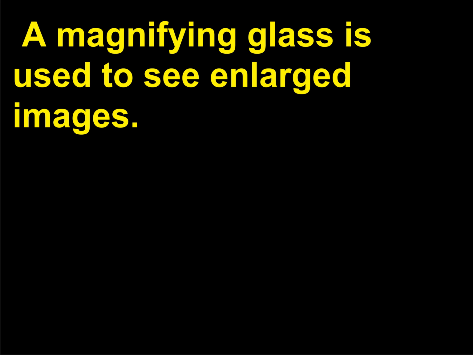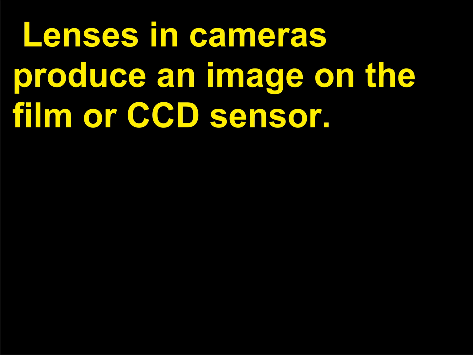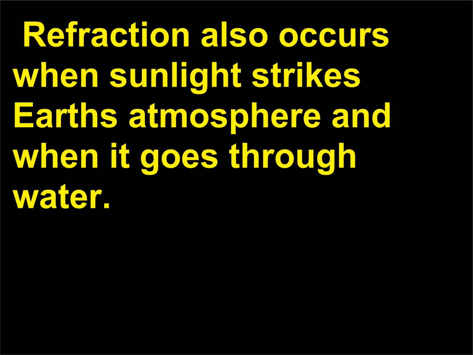A magnifying glass is used to see enlarged images. Lenses in cameras produce an image on the film or CCD sensor. Refraction also occurs when sunlight strikes Earth's atmosphere and when it goes through water.